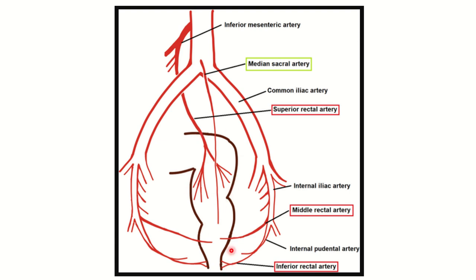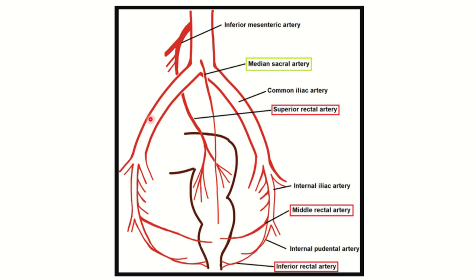Here, this is the rectum after the sigmoid colon, and this rectum is supplied by three arteries. The rectum is supplied by this artery, which is the superior rectal artery. Then we can see this, which is the middle rectal artery. And here is another one, the inferior rectal artery. So the rectum is supplied by the superior rectal artery, middle rectal artery, and inferior rectal artery.